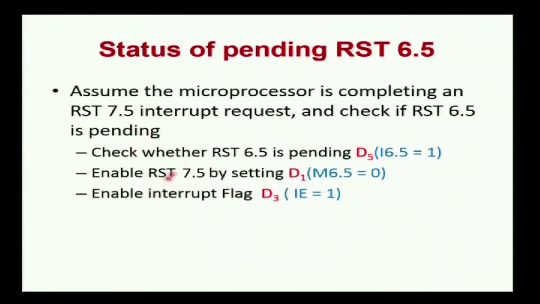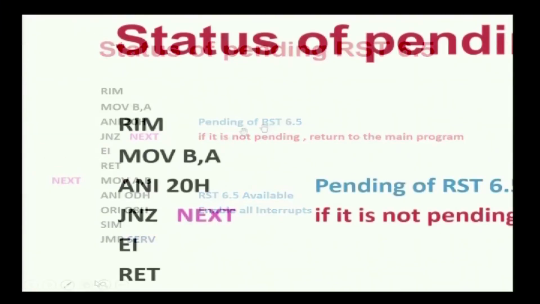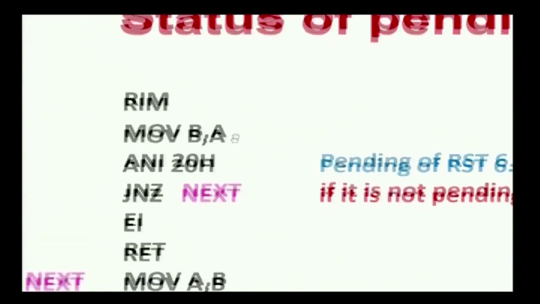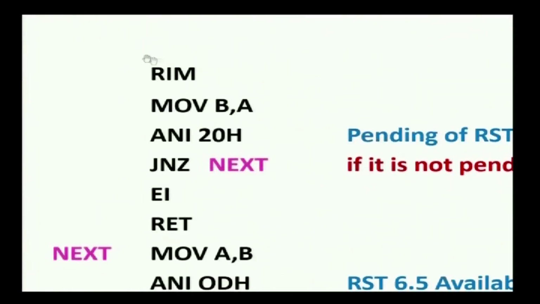So, these 3 conditions must be activated to identify whether the interrupt is pending or not. Based on this request we have written one program. This is a RIM instruction, to know the status of the pending interrupt. The first one is the RIM instruction. RIM instruction is for reading the status.